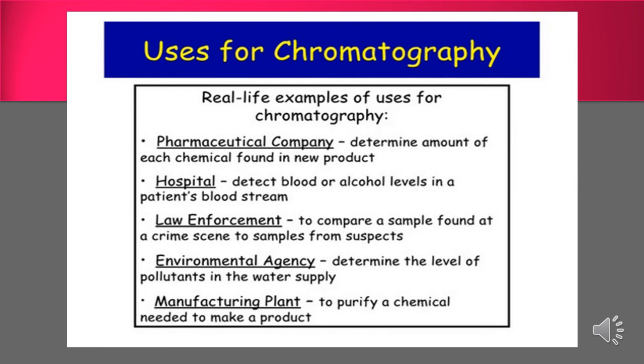And it's also useful in environmental agencies to determine the level of pollutants in the water supply and to identify what particular harmful chemical or material is in the water source. And in manufacturing plants to purify a chemical needed to make a product.